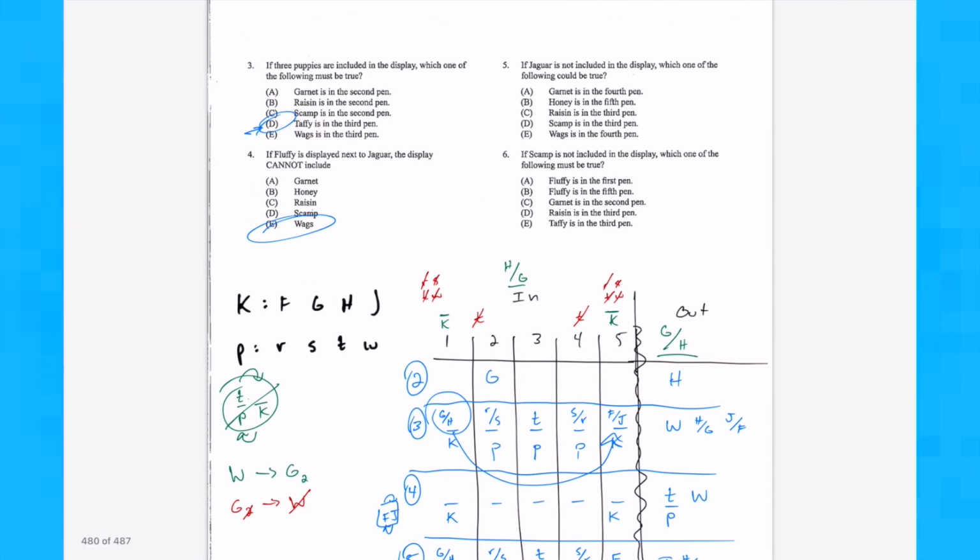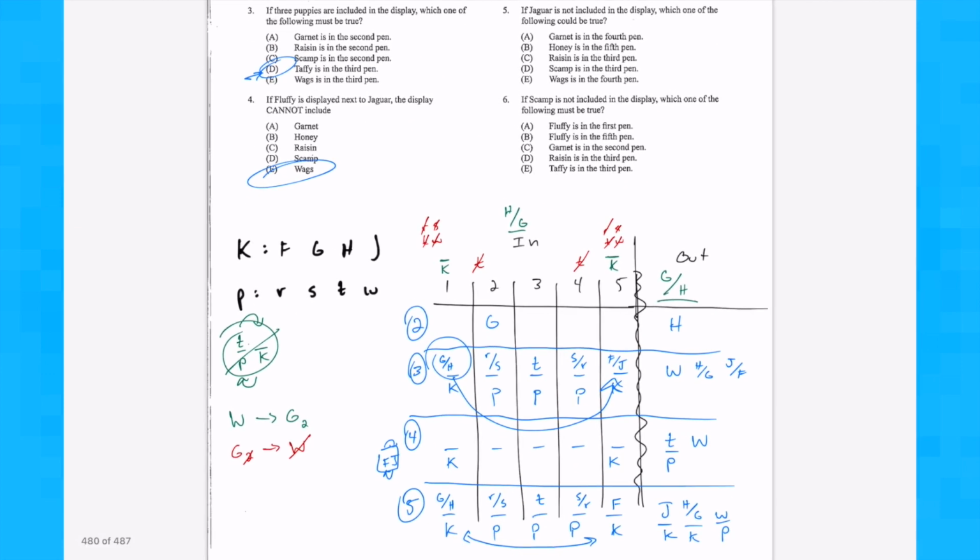All right, as far as what could be true, A, G is in the 4th pen. Nope, that's not possible. Honey is in the 5th pen. That is possible. And I should stop here, but gosh, I'm so tempted. I should stop here because I said specifically, right? We've got the little order doesn't matter arrows. So yeah, Honey could be 5th, but I'm just so tempted to look at these others and make sure. Don't follow my lead. You got to stop.